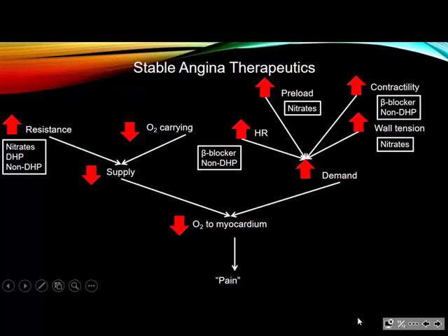Not necessarily, because in order to affect preload, what is that mostly going to be relying on? Of what? Veins or arteries? The venous system, yeah. So mostly the dihydropyridine, non-dihydropyridine calcium channel blockers are going to affect more your arterial vasodilation or afterload. Yep, it's a good question.